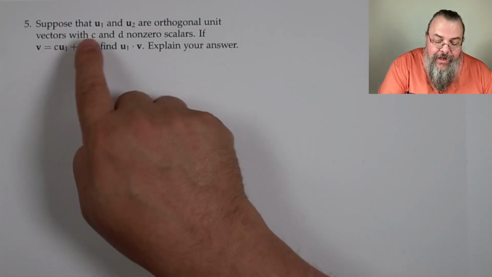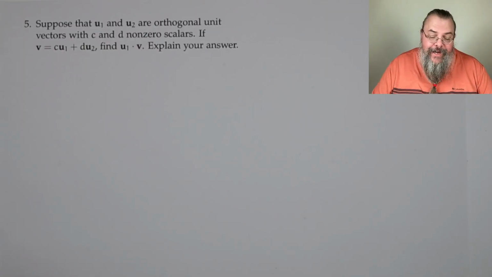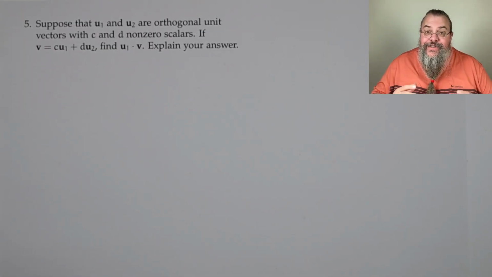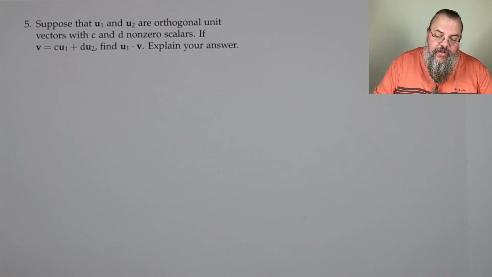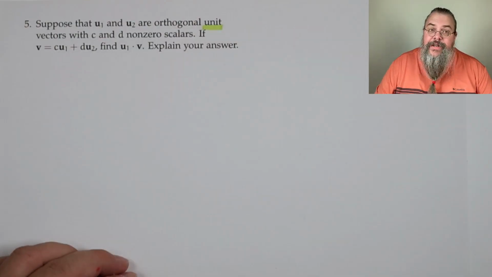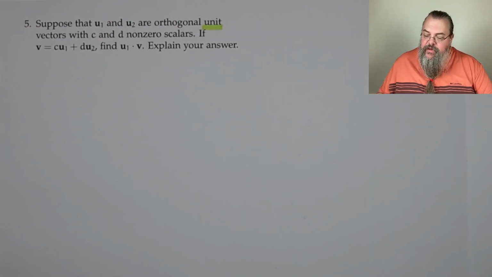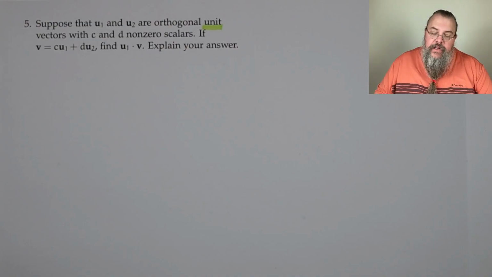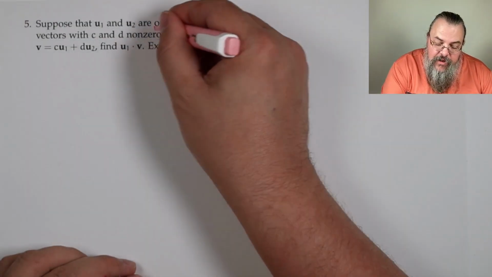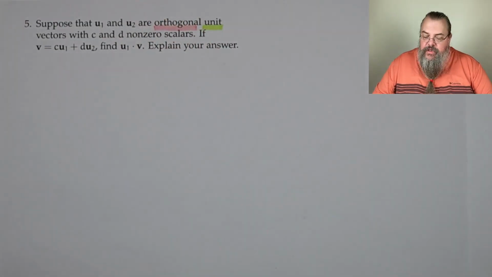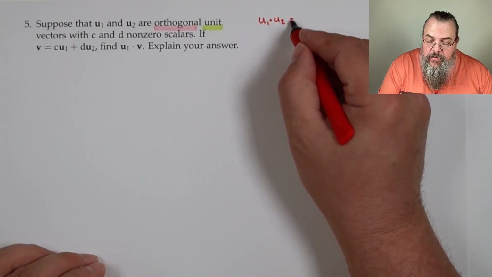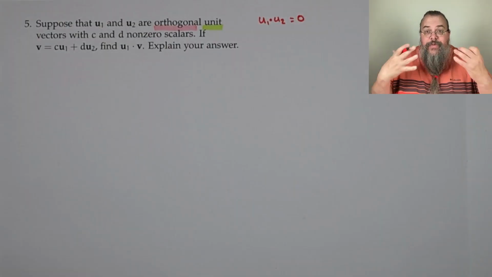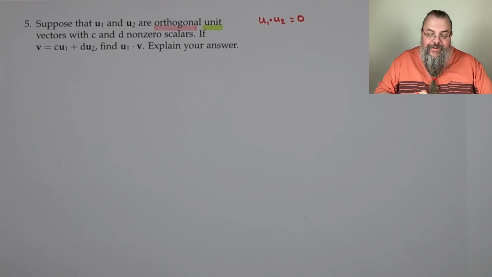Suppose that u1 and u2 are orthogonal unit vectors, c and d non-zero scalars. All right, so we have our assumptions. Now there's a lot of stuff built into here. Unit means length 1, and orthogonal means that if you look at the two vectors, they form a right angle. So to be precise, the orthogonal condition tells us that u1 dot u2 equals 0, right? That's how you tell if two things are orthogonal.